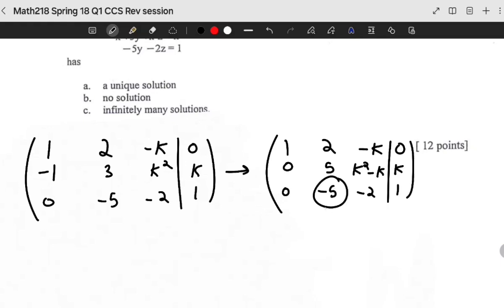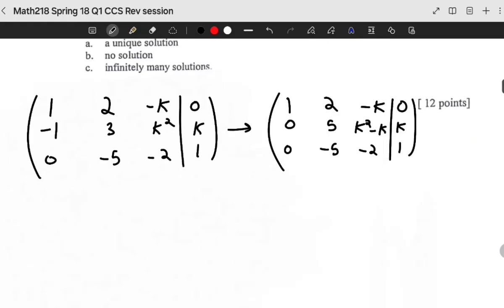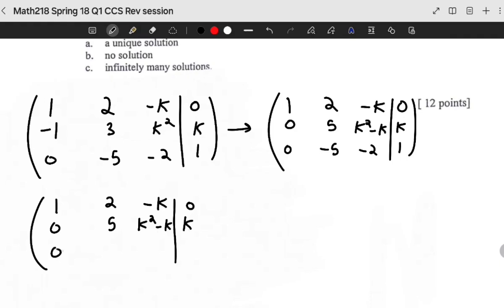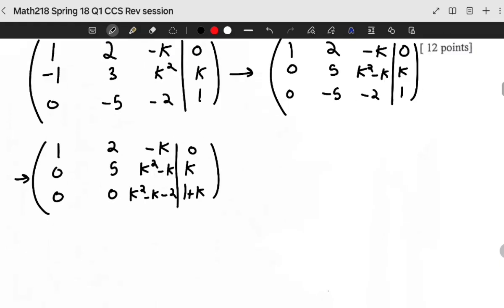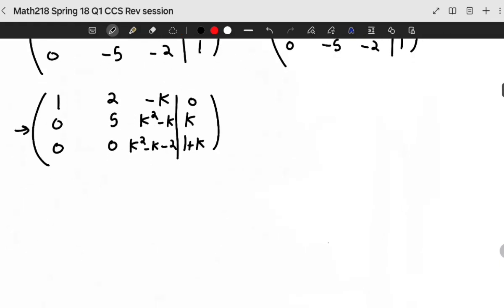Now I want to make this entry 0, so I'm going to add row 2 to row 3. So I have 1, 2, minus k, 0, 0, 5, k squared minus k, k, and then 0, 0, k squared minus k minus 2, and 1 plus k. So this is the row echelon form of the augmented matrix.